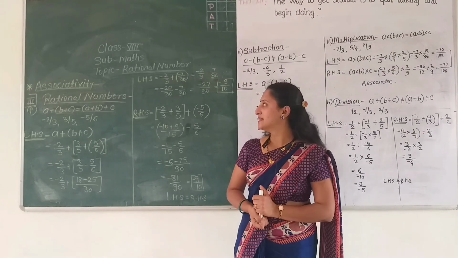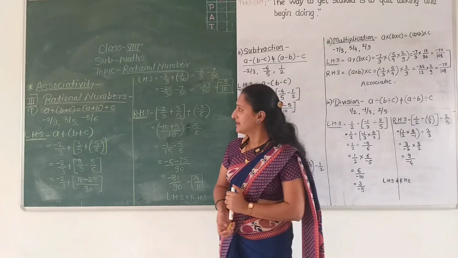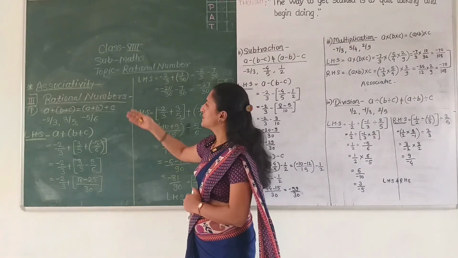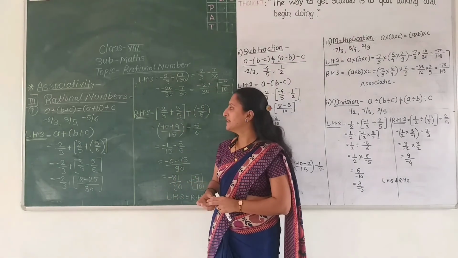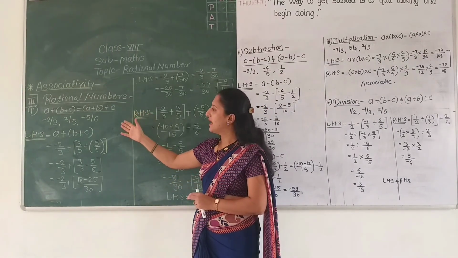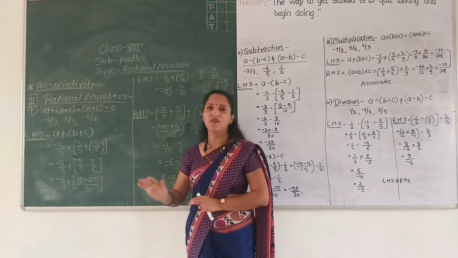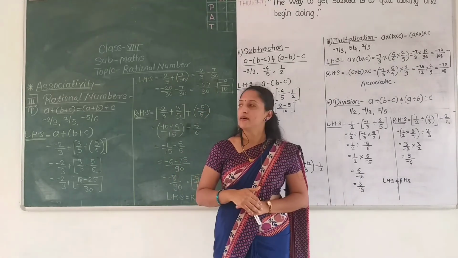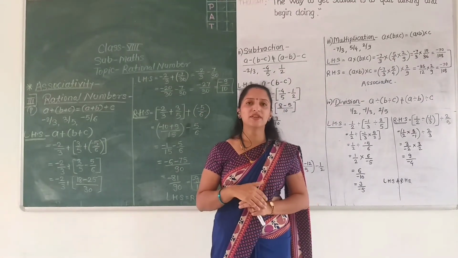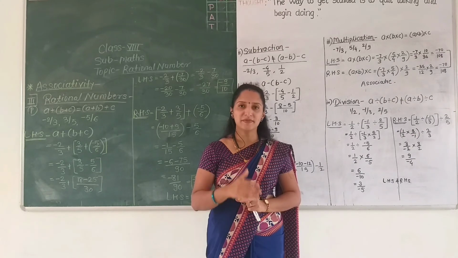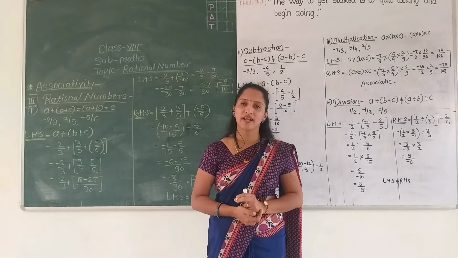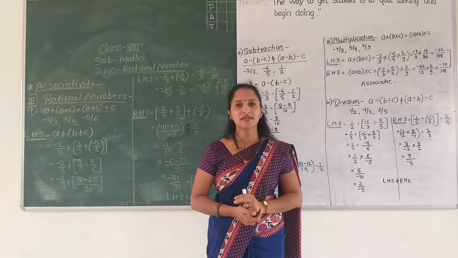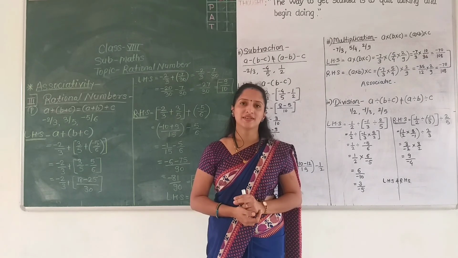Okay. So students, we discussed here the associativity property for rational numbers. This property says that addition is associative for rational numbers, multiplication is associative for rational numbers, and subtraction and division are not associative for rational numbers. Okay students, do you understand this?